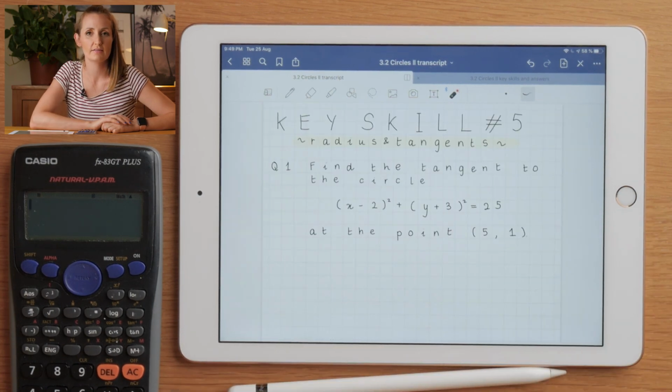We're going to be moving on in key skill 5 away from the equation of a circle and looking at tangents to a circle.